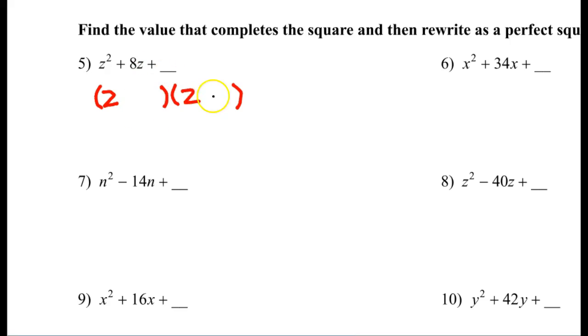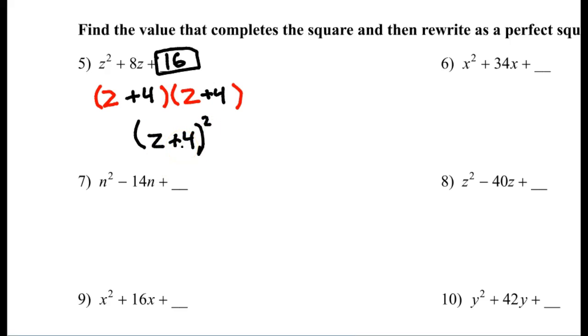What would you put here and here so that they add up to 8? Plus 4 and plus 4, right? That adds up to 8. Now, if you multiplied this out, what would that make this number equal on the outside? 16. So we can now write it as z plus 4 times z plus 4, that's z plus 4 squared. And that's the first part of getting the x-coordinate of that vertex. So what we just did is figure out what number we need to put here, and it's called completing the square.